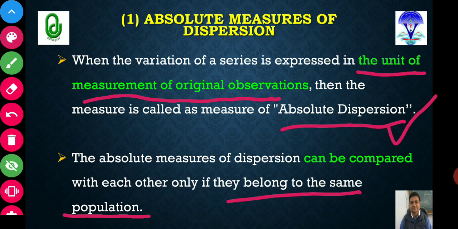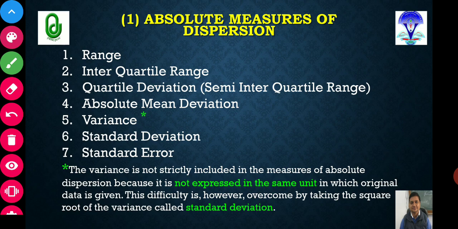So for an absolute measure of dispersion, the condition is that the unit of measurement of variation is the same as the unit of measurement of the original observation. I think it is clear to you. Now, what are the different types of absolute measures of dispersion?